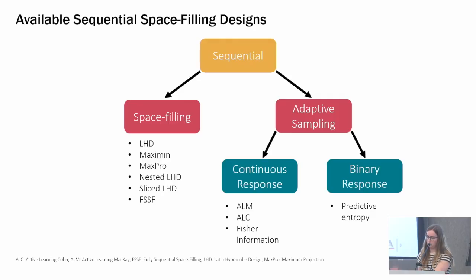So after identifying those two criteria, we identified the four methods that are circled in green on the screen here, which are the maximum projection design, the slice Latin hypercube design, and then two different adaptive sampling methods. You'll notice on the adaptive sampling side of things, I've separated the methods that have a continuous response and those that have a binary response.